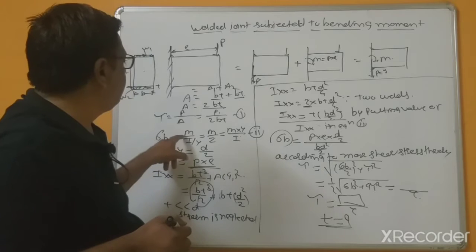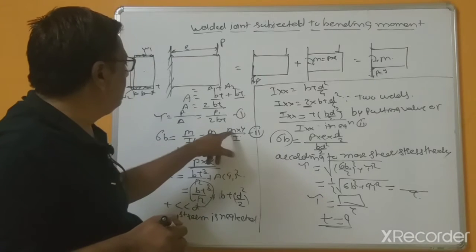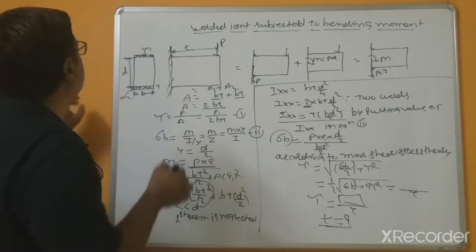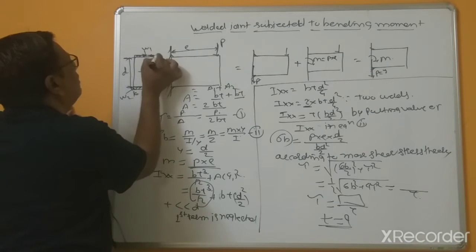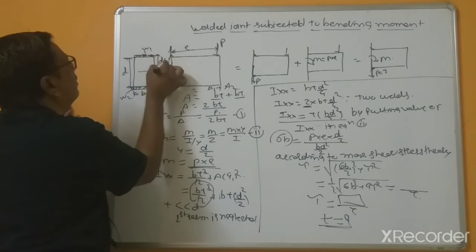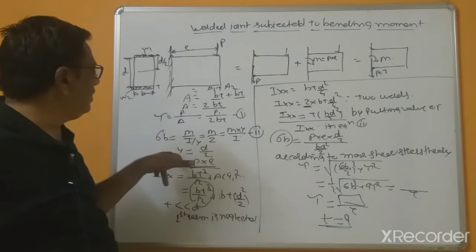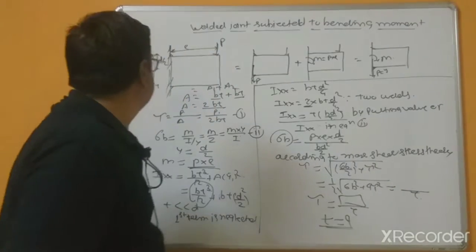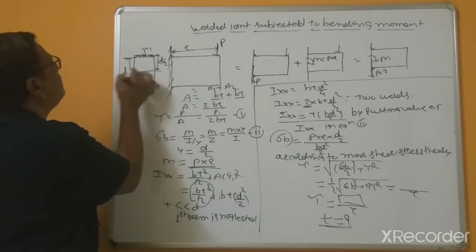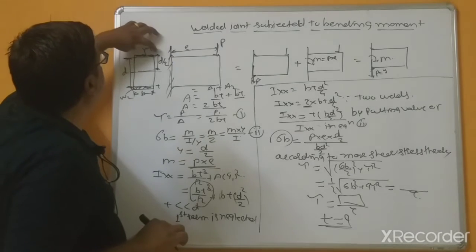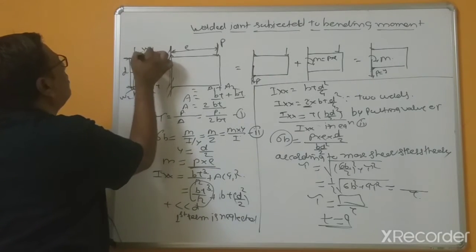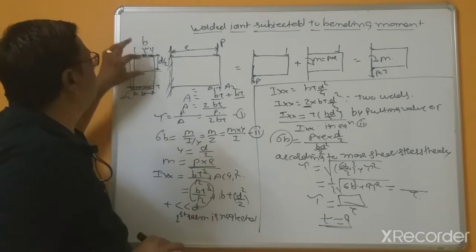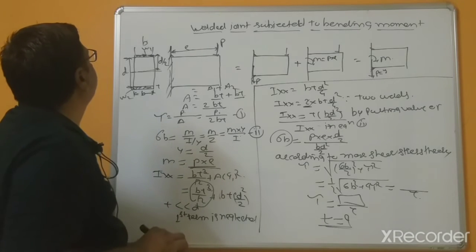So sigma B equals the basic formula M by Z, M divided by I times Y, or M multiplied by Y divided by I. Y equals D by 2, because this distance equals D by 2. That's why I consider Y to be the extreme distance above the weld from the neutral axis, because this is the neutral axis. It is symmetrical about it, because this length above is the same for both. So that's why we can consider Y as the extreme distance above the weld.